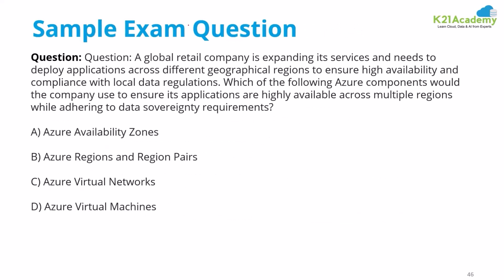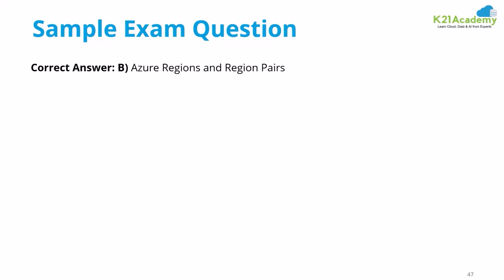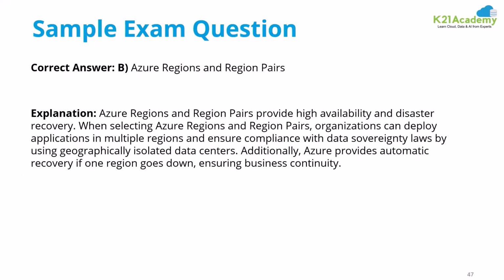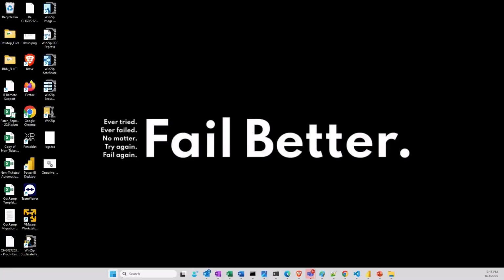Let's see. So the question is, a global retail company is expanding its services and needs to deploy an application across different geographical regions to ensure higher availability and compliance with local data regulations. Which of the following Azure components will the company use to ensure its applications are highly available across multiple regions while adhering to data sovereignty requirements? Whether it is Azure Availability Zone, Azure Regions, Regional Pair, Azure Virtual Network, Azure Virtual Machines. The right answer is answer B, and all of you guys are correct. The reason why answer B is because we are already pretty much aware of why option B, right? So we don't have to go too much in depth on why option B.